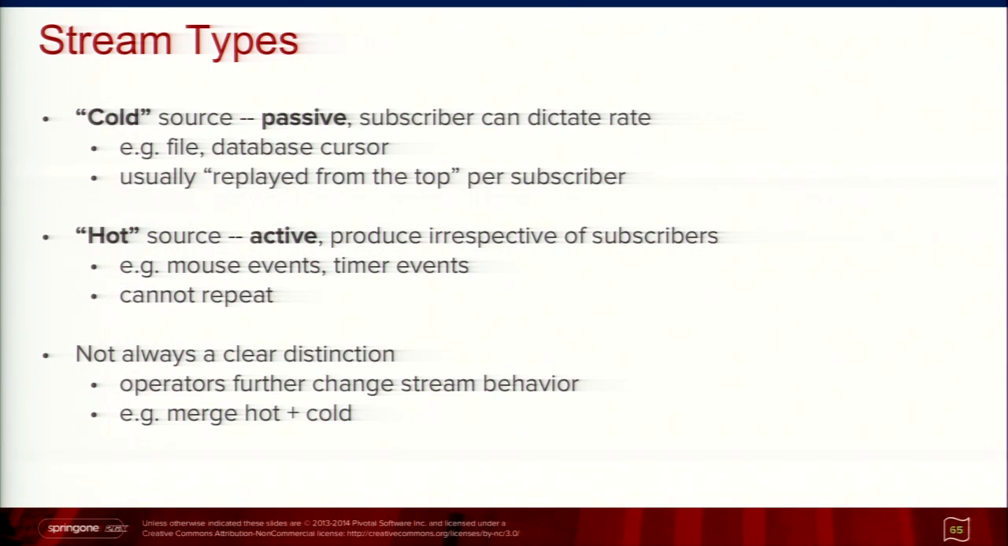With the hot source, information keeps coming. There's nothing we can do to stop it. This could be mouse events or timer events. Timer events are actually very common, and that's not something that you can repeat. Further downstream, you can use operators to begin to change the nature of these sources, and in fact, you'll see it's not a clear-cut distinction. What if you do a merge of a hot and a cold stream? What do you call that? I guess it is hot, but it's more changing characteristics. It depends on the operation, but it's odd.